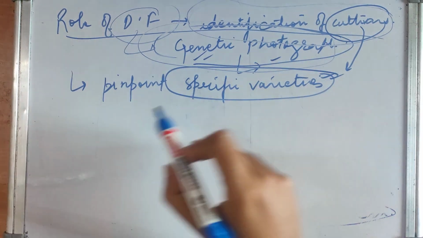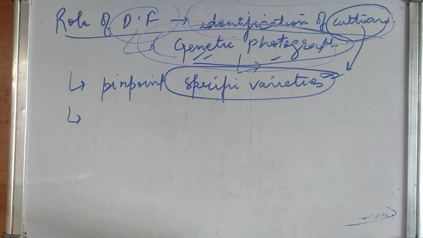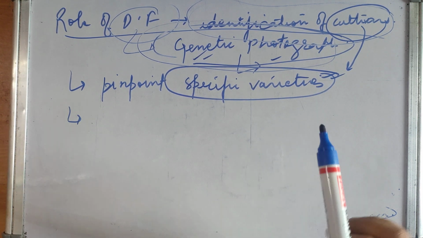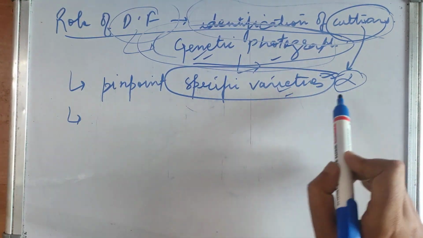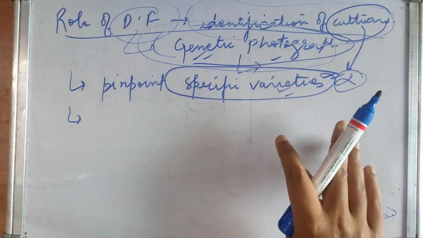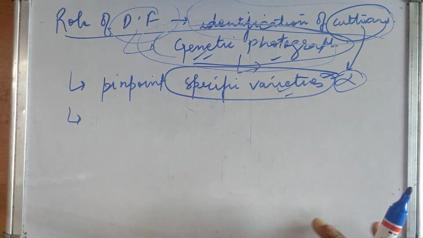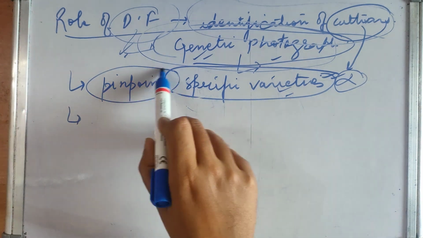This is helpful for cultivars, because sometimes there are similar cultivars and similar varieties. Using other techniques, it sometimes becomes difficult to know which variety belongs to which cultivar, or whether these varieties of those cultivars are different or the same. But with DNA fingerprinting, we can know it pinpointly.